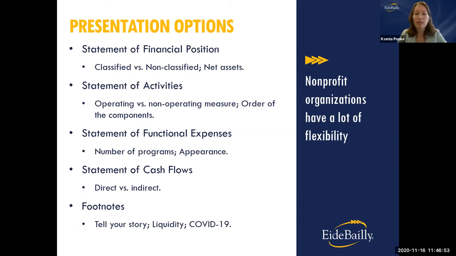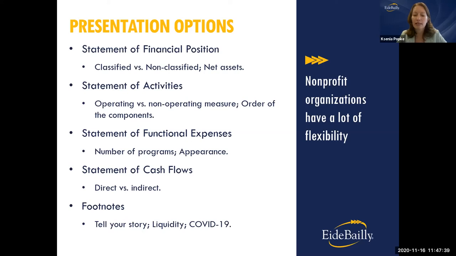For the statement of financial position, for example, you could present a classified versus non-classified balance sheet. What I mean by those terms is that a classified balance sheet is a presentation of assets and liabilities broken out between current and non-current. Not-for-profits actually are not required to do so. And in practice, we see a lot of not-for-profits simply ordering their assets and liabilities in the order of liquidity, starting with cash and ending with permanent endowment, where corpus really cannot be touched and needs to be maintained in perpetuity.